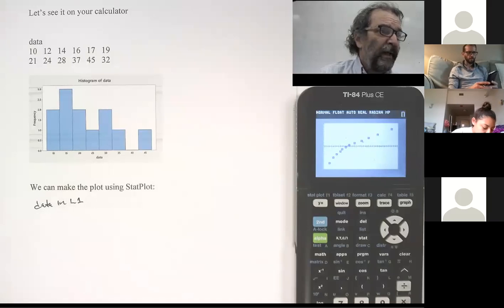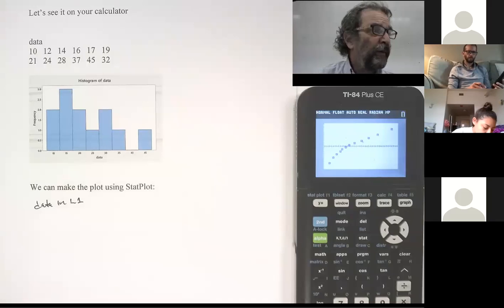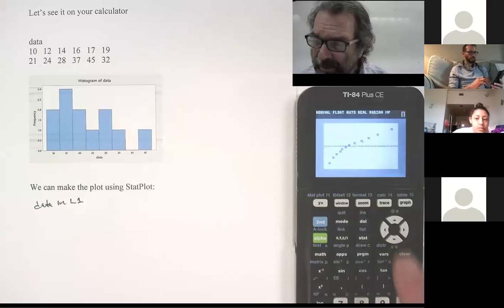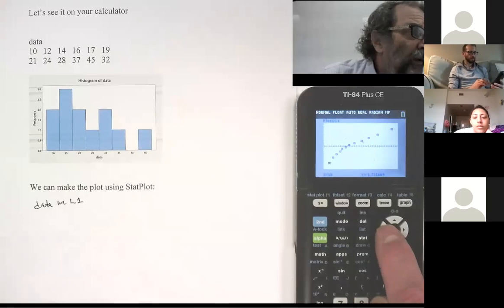And then we get that. Okay, so that's looking pretty straight. If you want to see what the values look like, you hit trace, and you can use your arrow key to move along.